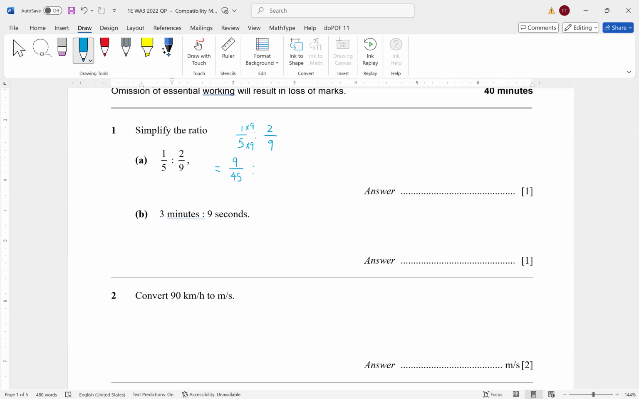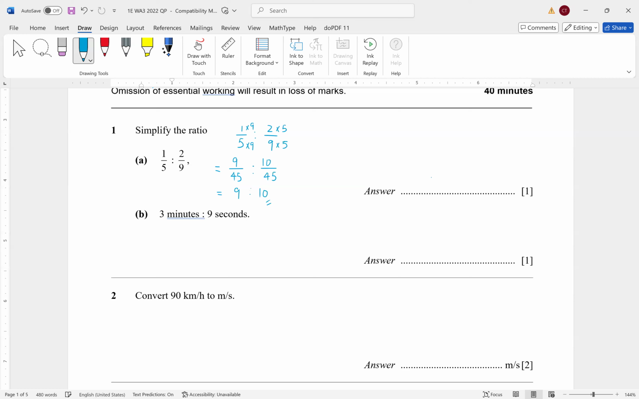Then for 2/9, we do something similar and make the denominator 45. But now instead of multiplying by 9, we just need to multiply by 5. We multiply the 2 by 5 as well, so we are going to have 10/45. Once the denominators are the same, you can remove the denominators, so we'll just be left with 9:10. 9:10 cannot be simplified further. Hence, the final answer will be 9:10.